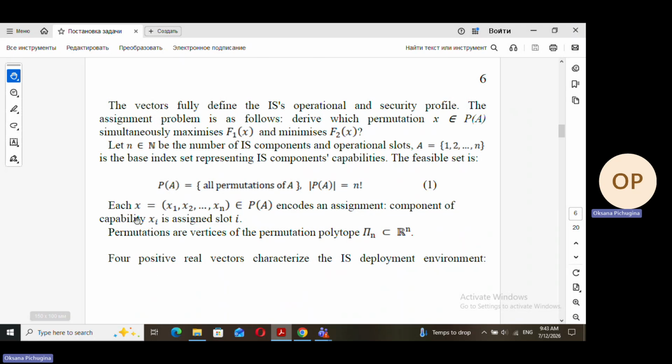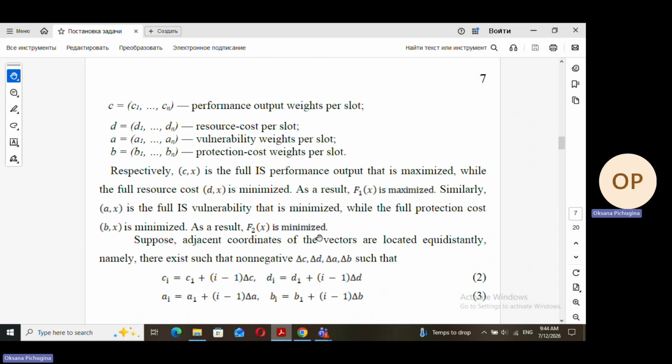A permutation x describes the full assignment, where component xi is placed in a slot i. As a result, the feasible set contains n factorial assignments associated with vertices of the permutational polytope. The following coefficient vectors describe the system: C, performance; D, resource cost; A, vulnerability; B, protection cost.